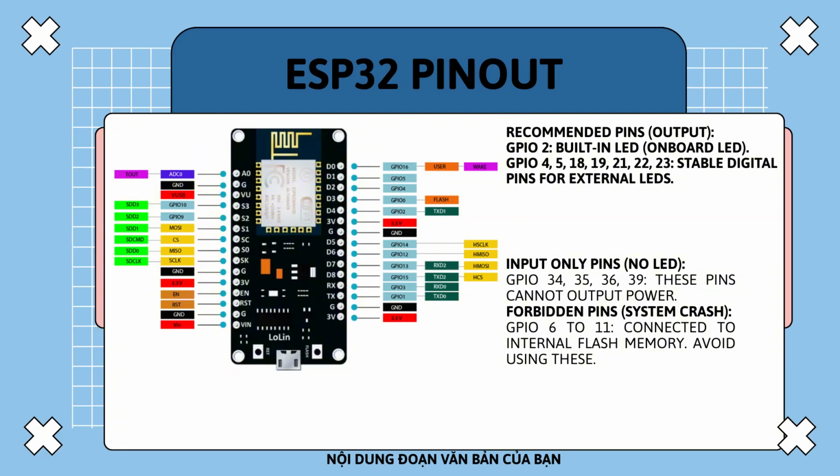Before we start coding, let's talk about the ESP32 pins that we can use. Some pins are great for output devices like LEDs, while others are input only or reserved for the system. For this project, we'll use GPIO 4 because it's a stable digital output pin and works perfectly for blinking an LED.